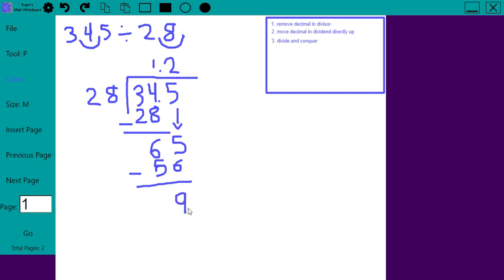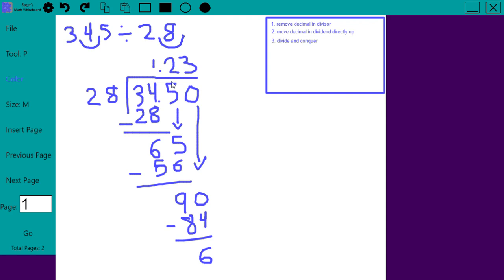Now I have a remainder of 9. I already have a decimal here, so I can freely add zeros in order to solve my answer completely. So bring my 0 down. How many times does 28 go into 90? 28 goes into 90 3 times. 28 times 3 gives me 84. Then I'll subtract, and I have 6 as a remainder.